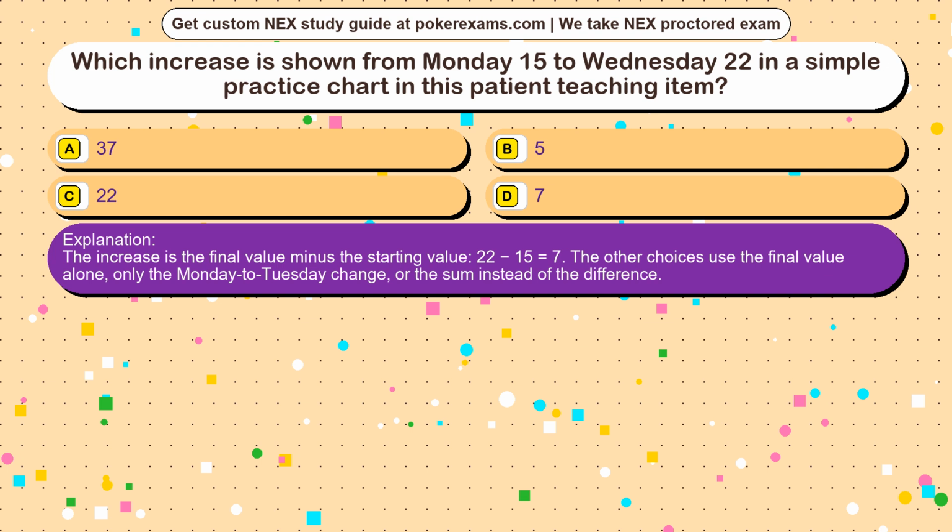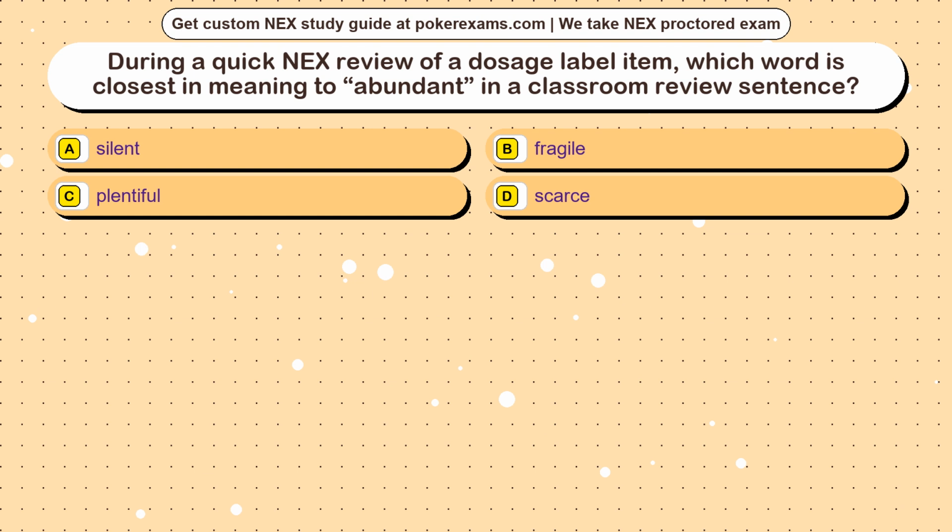difference. Question 2. During a quick next review of a dosage label item, which word is closest in meaning to abundant in a classroom review sentence? Option A, silent. Option B, fragile. Option C, plentiful. Option D, scarce.